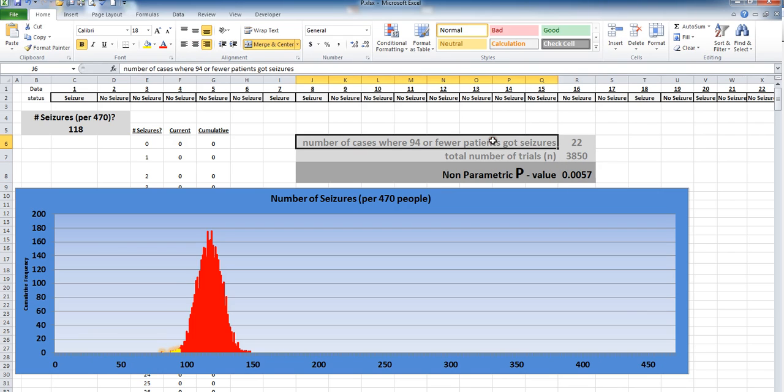Why am I looking at 94 or fewer patients? Okay, so I want to address that question first. As you saw when you did the problem in your exam, this little yellow region down here is the 94 or fewer. But why is it 94 or fewer? Why not just 94?